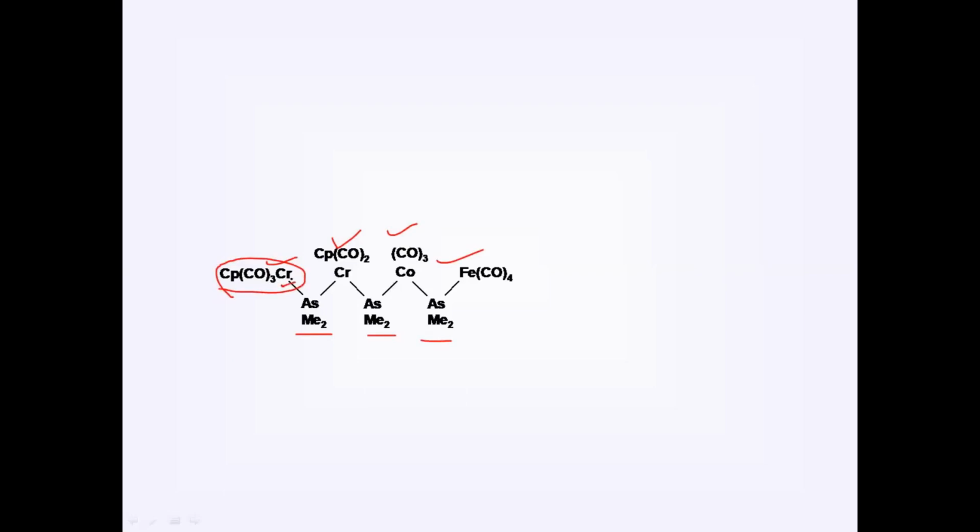Chromium has 6 electrons, right? Let's go with any one of the routes, oxidation state method or neutral state method. If you take the neutral configuration method, then you directly take the number of electrons for chromium, and Cp will be having only 5 electrons, isn't it? Sorry, 6 electrons for chromium. Cp 5 electrons, and carbonyl you have 6 electrons.